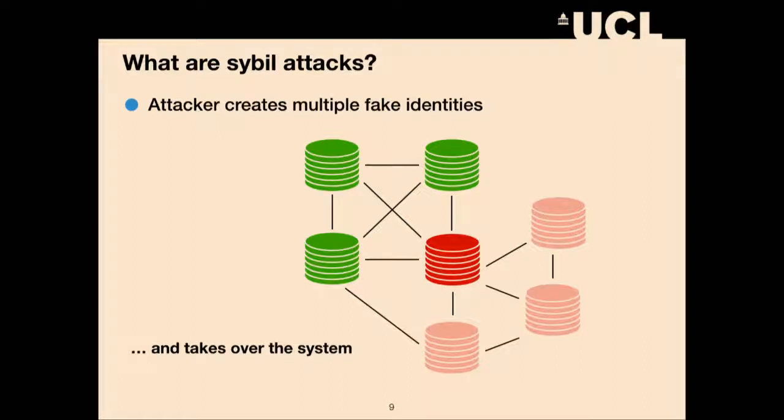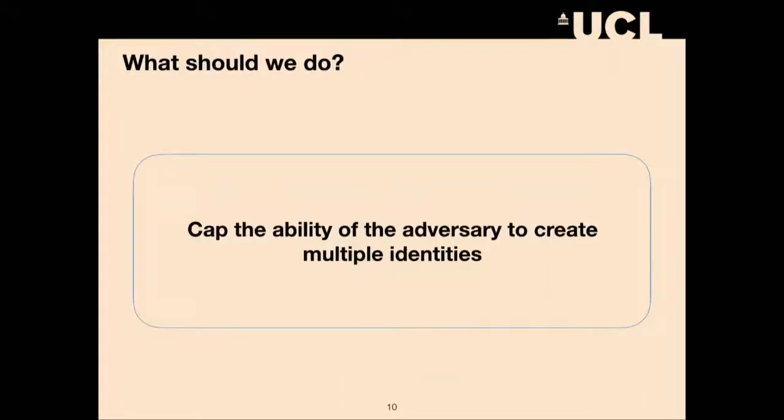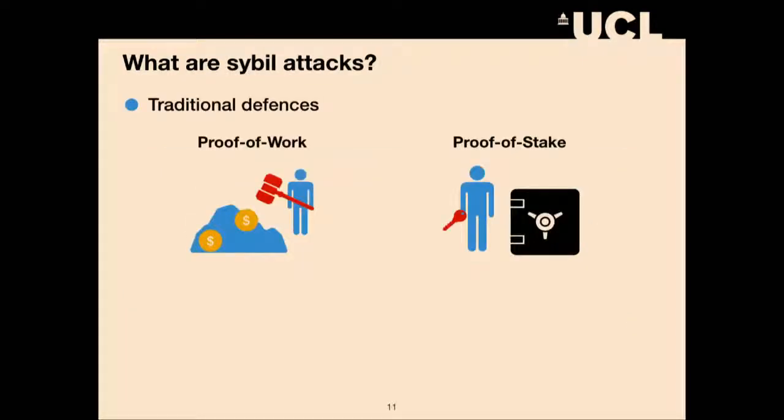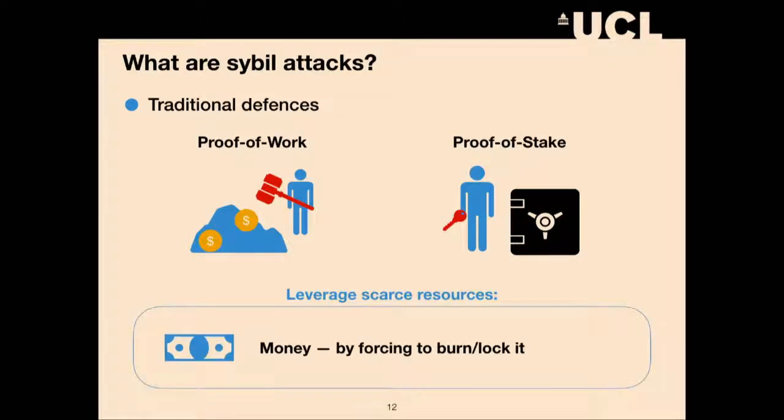The traditional way we handle these kinds of problems is by capping the adversary's ability to create many fake identities, and there are many ways of doing this. Traditional defenses, which involve, for instance, proof of work or proof of stake, try to leverage some scarce resource in order to make it work. The idea is to cap the adversary's ability by leveraging scarce resources, which in this case we can see as money. If we force the adversary to burn or lock some of it to participate in the consensus, it means that it's not free anymore for the adversary to create many fake identities.